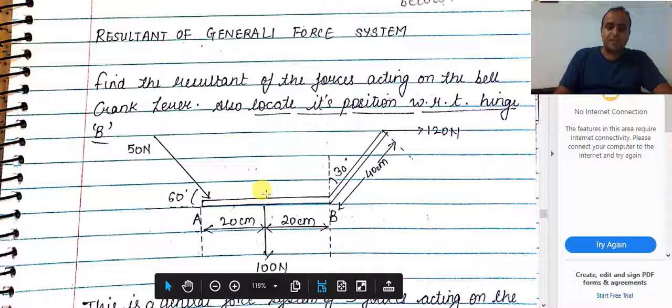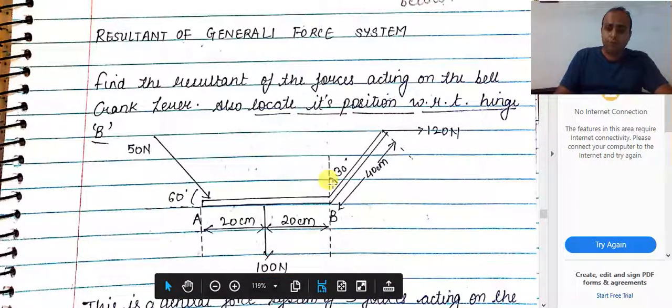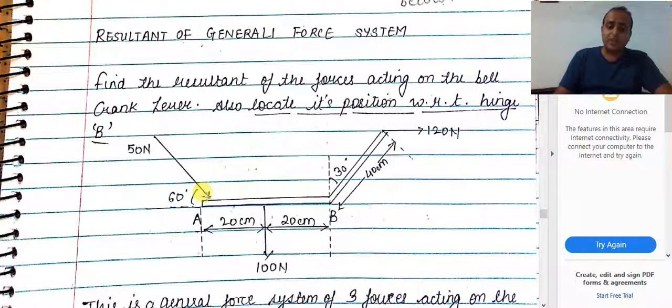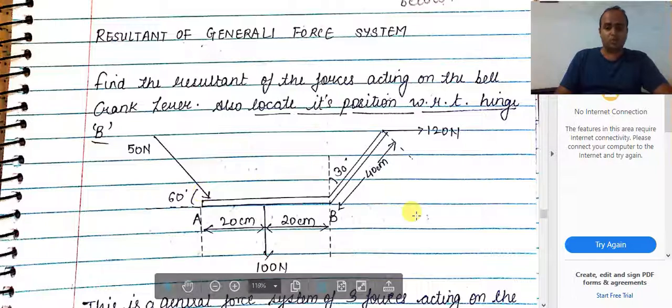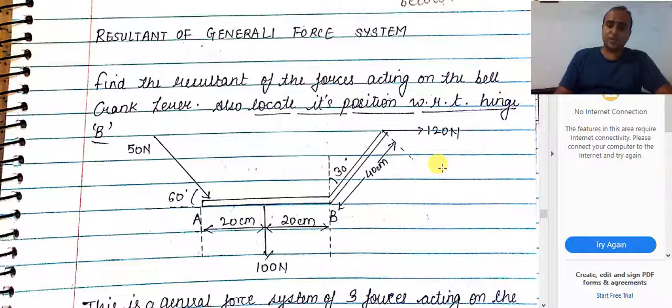Now, first basic step is to draw the FBD. Again, what are we supposed to find in the problem? Find the resultant of the system, resultant of the forces acting on the bell crank lever, that is R as well as theta. Both we are supposed to find. Till there, the problem is for 4 marks. Also locate its position with respect to hinge B. From hinge B, whether the resultant is located towards right, towards left, where. So that location we are supposed to find. For that process as well as the value of the distance, we are getting 2 marks. So total is for 6 marks.